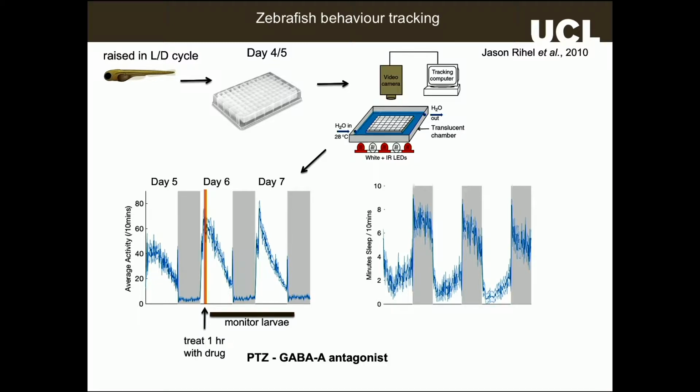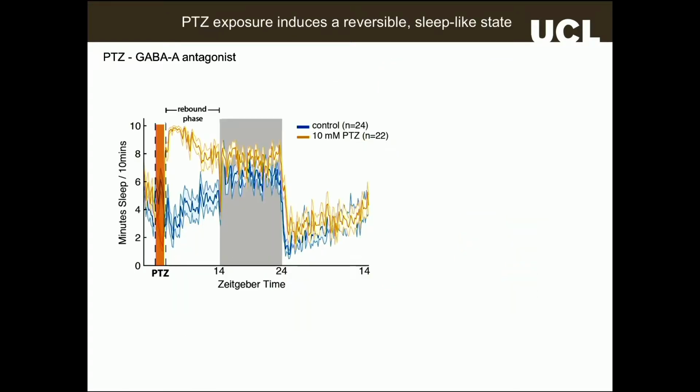The first drug that I tested is PTZ, which is a GABA antagonist, and it's really well known for dose-dependently inducing neuronal activity. So what happens to fish after they've been exposed to PTZ for 1 hour? This is shown here. I'm plotting sleep over time, and you can see that following exposure to PTZ, treated larvae rapidly enter a state of increased inactivity compared to controls. But this is a transient change in behavior because in the following day, the behavior of the treated and untreated fish is indistinguishable.